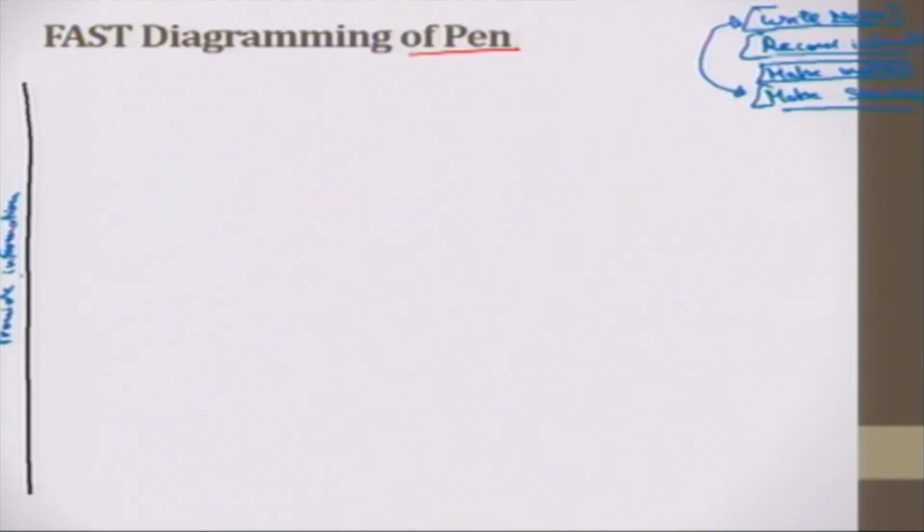So let me try to make the FAST diagram here. How do we provide information? We record data. And how do we record data? We are moving towards this side, that is how. This is my how on this side. Then how do we record data? Make marks.